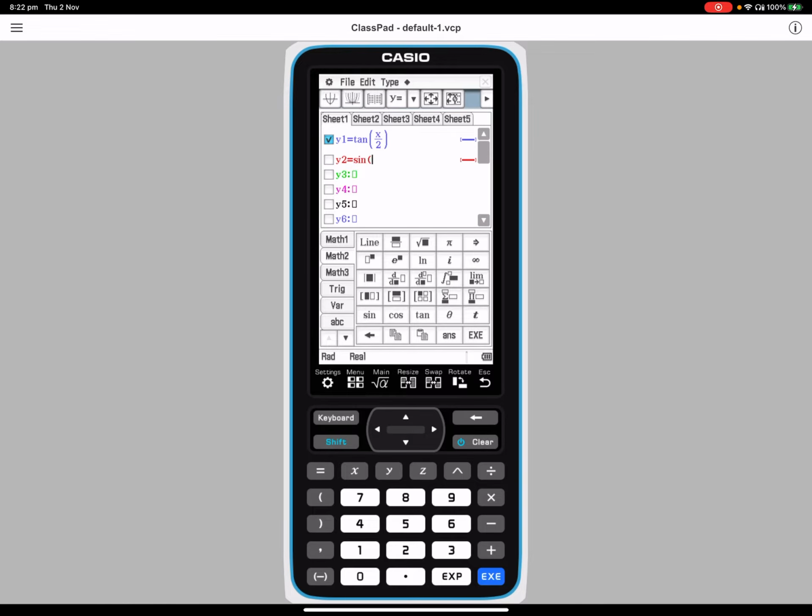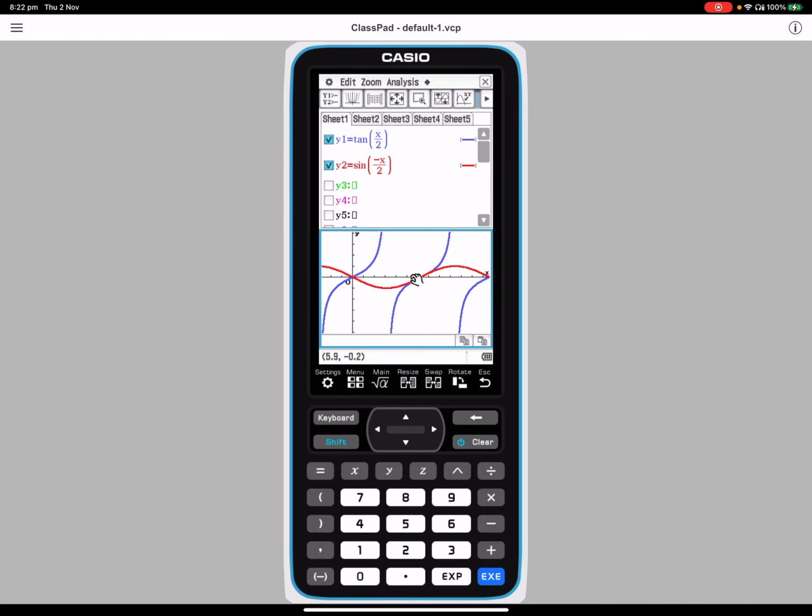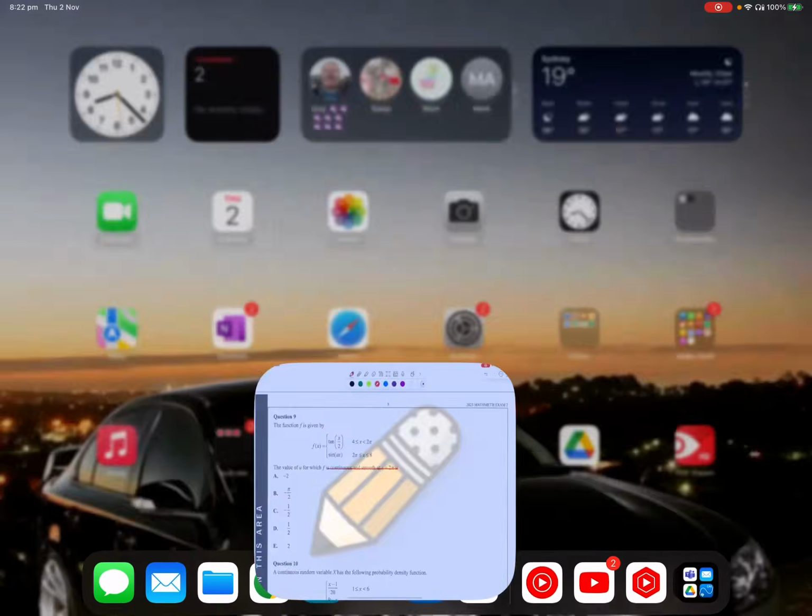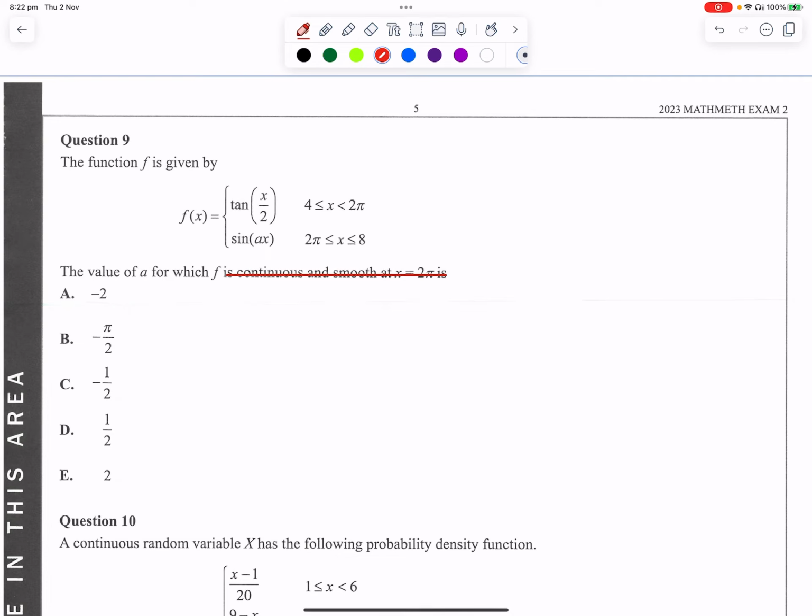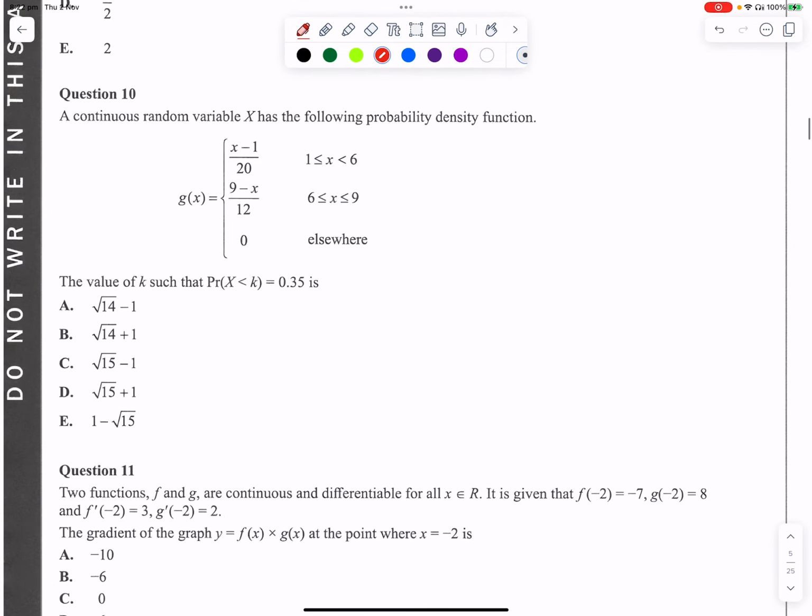Sine negative x on 2. Okay, so you can see that is smooth. They're going to join up smoothly. That's our only option. So negative a half.